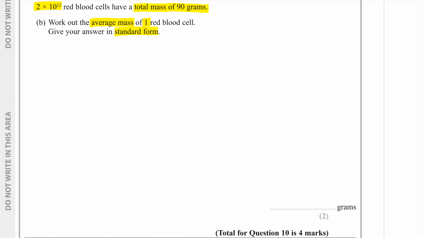To work out the average mass of one red blood cell, we divide the total mass by the number of blood cells. That is, 90 divided by 2 times 10 to the power of 12 equals 4.5 times 10 to the power of minus 11. When you type this in the calculator, it should give you the answer in standard form straight away.